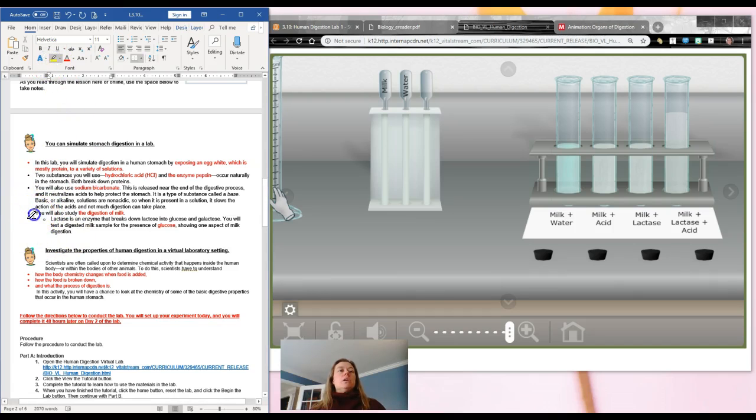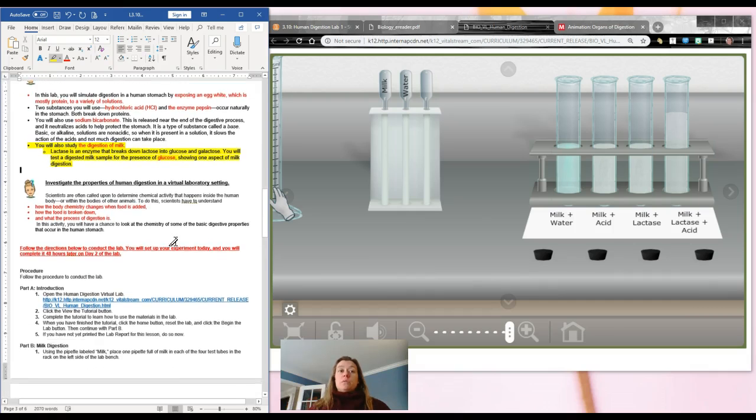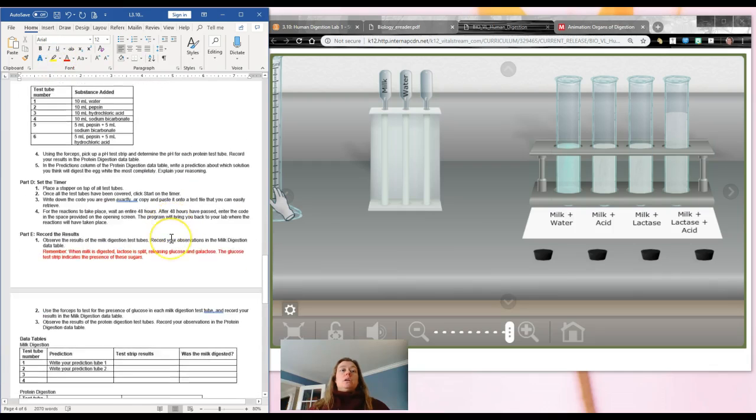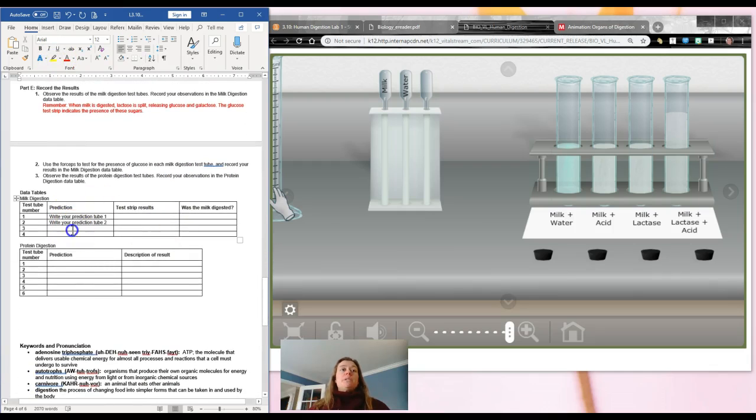You will also study the digestion of milk. Lactase is an enzyme that breaks down lactose into glucose and galactose. You will test a digested milk sample for the presence of glucose. So, if lactase is present, that's what breaks down the milk into glucose. All right, so at that point, you would have to predict, with glucose present here, will the milk break down, right? And what level it was. So you'd write your prediction here.